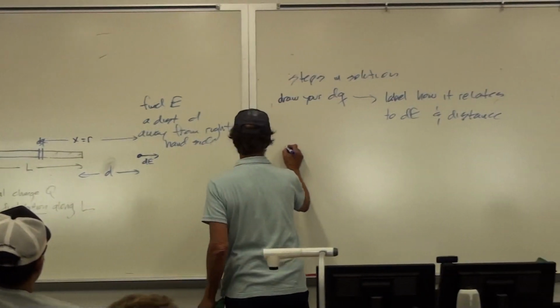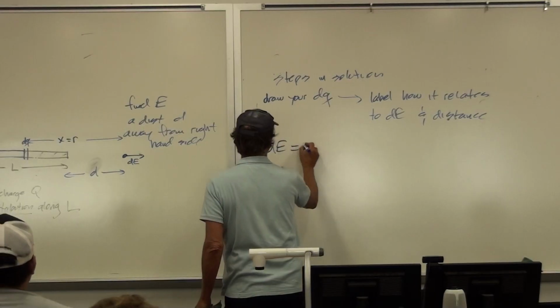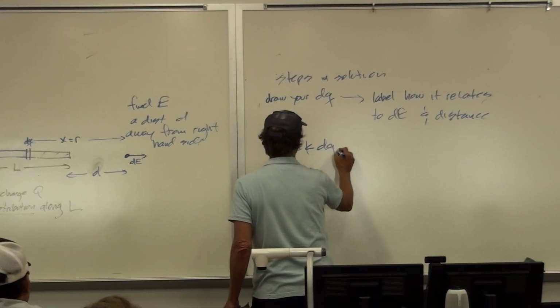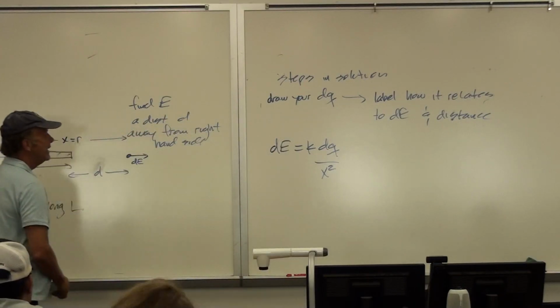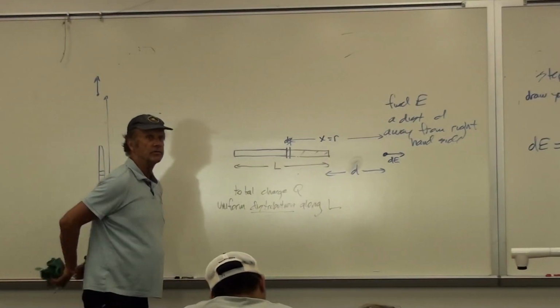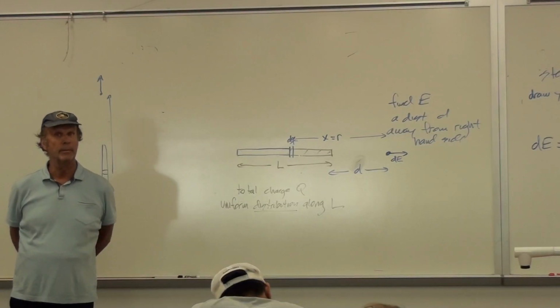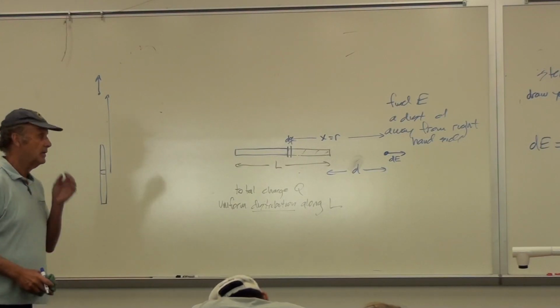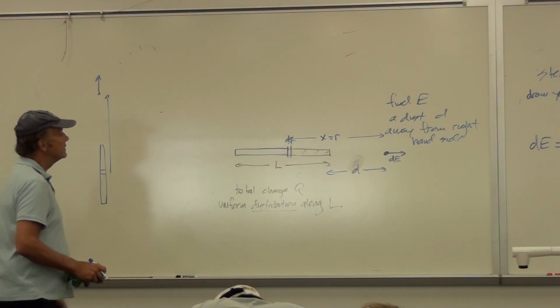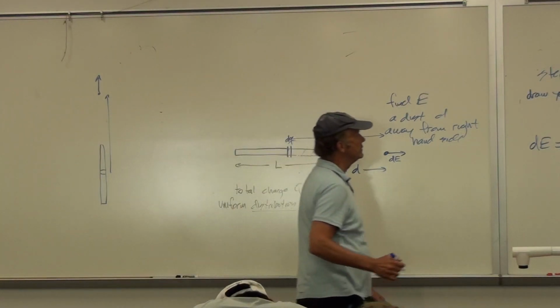And now I can do my little dE. That's going to be k dq over x squared. But I can't just integrate the dq's the way I did in the last problem. Remember, in the last problem, I just summed up all the dq's and I got q total. I can't do that here because each dq is a different distance away.